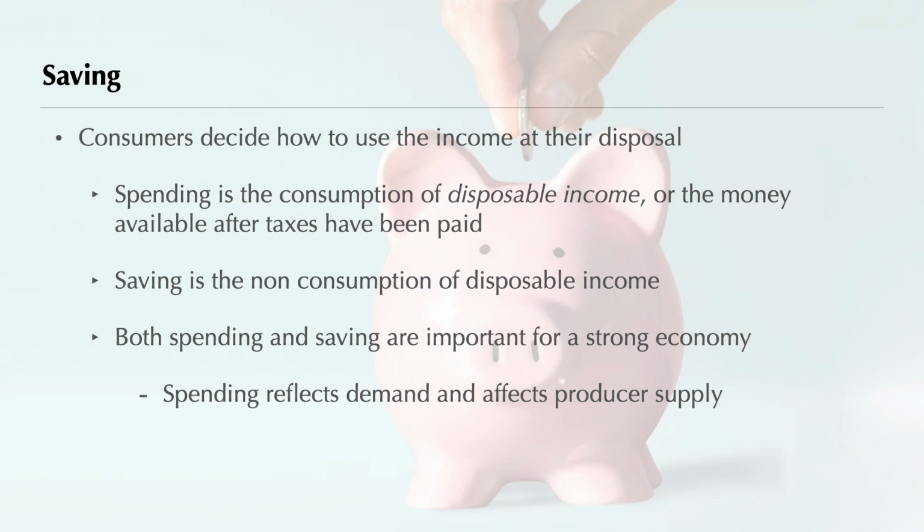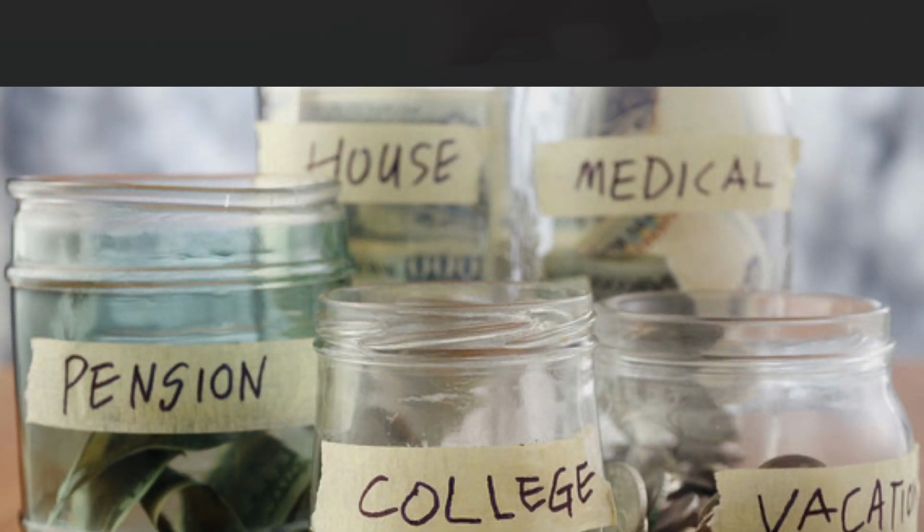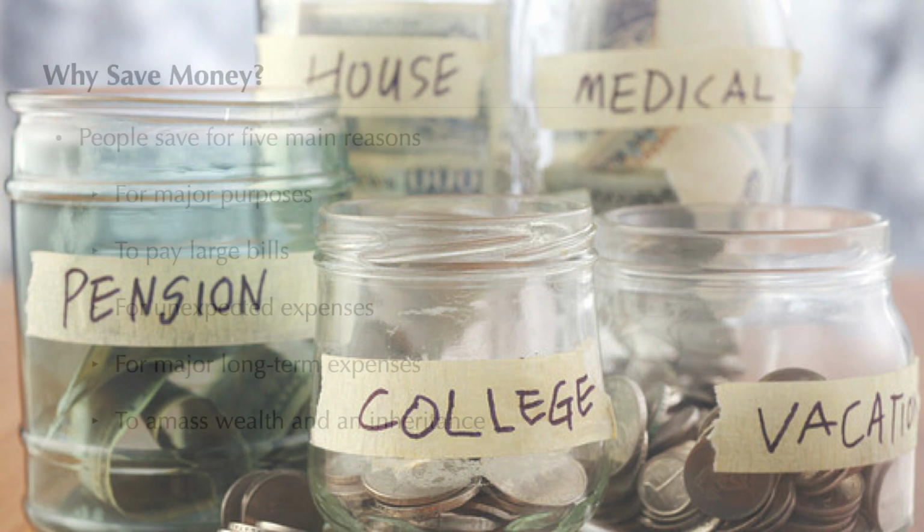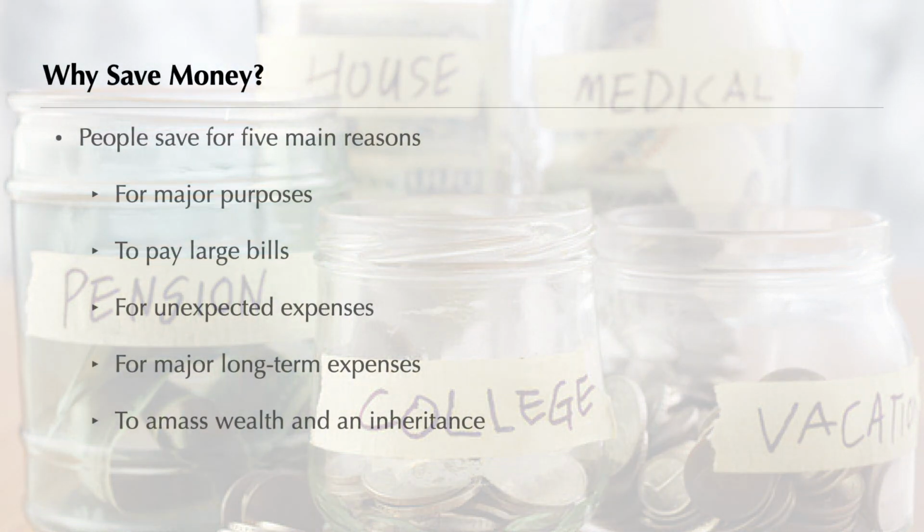Spending and saving are equally important to a strong economy. Spending reflects demand, how much of a product consumers will buy at a particular price. As spending increases, producers expand supply, and as spending decreases, producers reduce supply. But how is saving important? Think about what people can do with money they have saved.